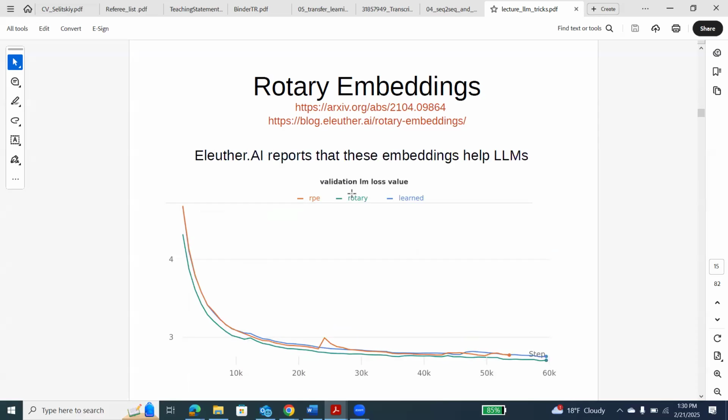And here's the comparison of training stability with relative position embeddings, rotary embeddings, and learned embeddings, which were used in BERT. You can see that rotary embeddings actually are more stable for training. That's why they are used in modern versions of large language models. They're more stable than relative position embeddings.